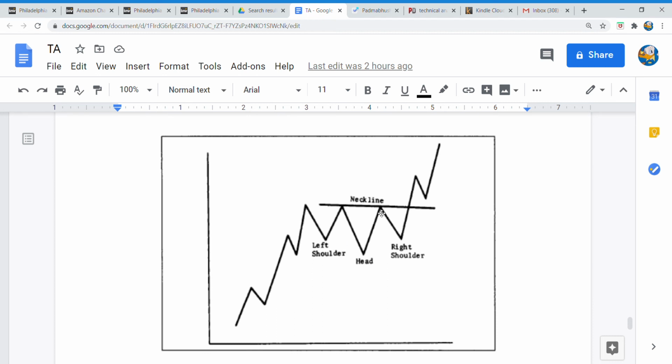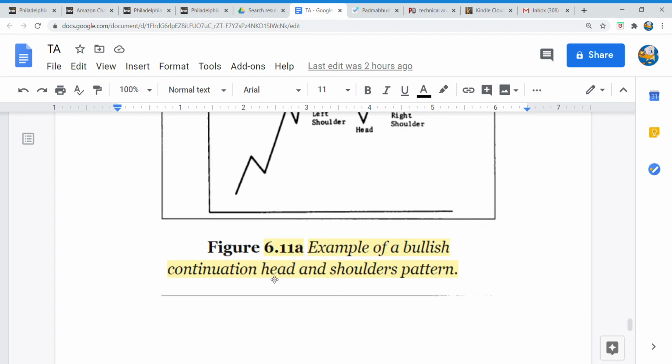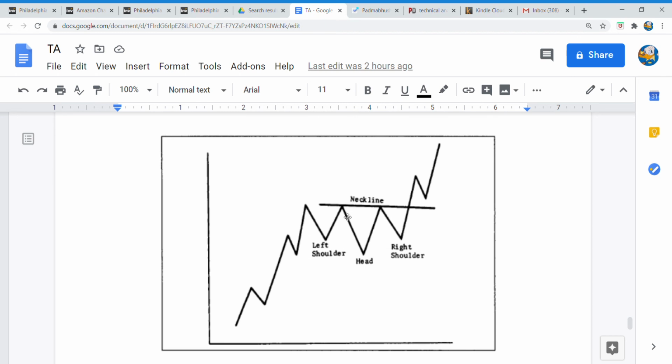So this is upside down, a bullish continuation head and shoulders pattern.